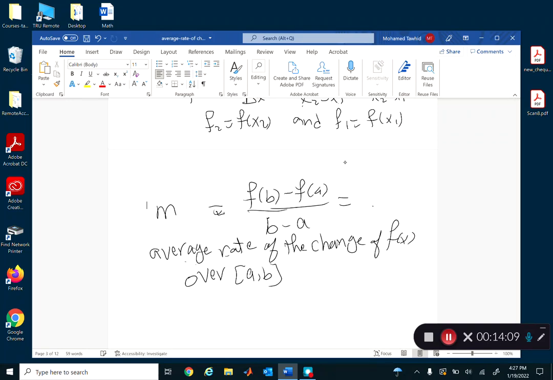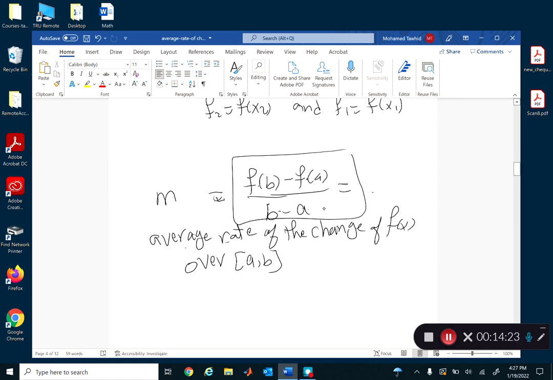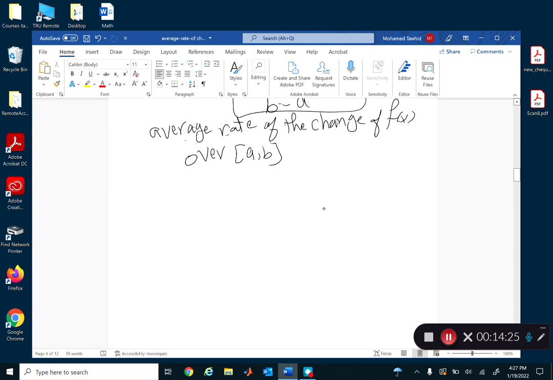This formula measures the change of f over the change of x. The change of f over the change of x gives you the average rate of change. Let me give you some examples of how to get the average rate of change, and then I'll show you how to get the slope.